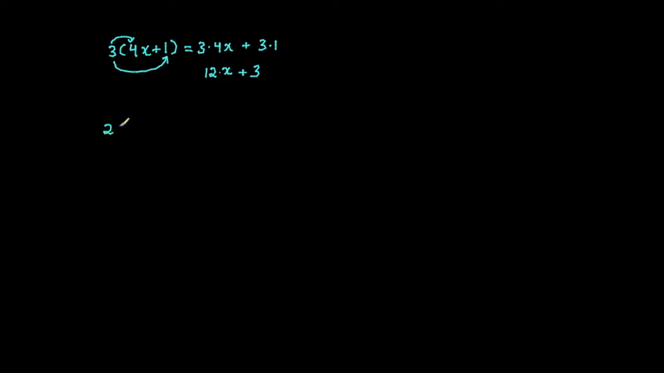Let's do 2x times the quantity 5 minus 2x. And again, it's the same idea. We're just going to multiply 2x by 5. In this case, we have a minus sign, so we're just going to keep it, and then we're going to multiply 2x by 2x. So this is 2x times 5 minus 2x times 2x.